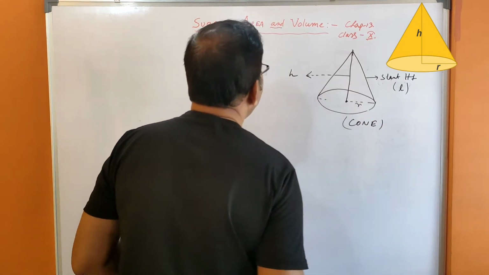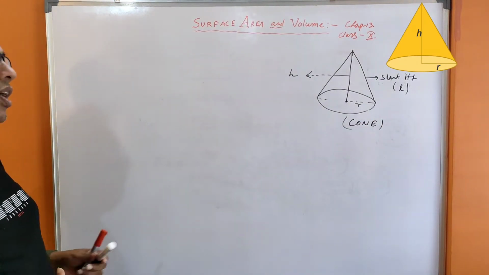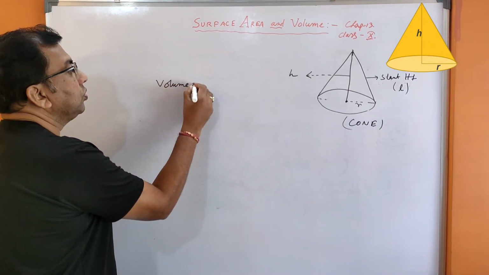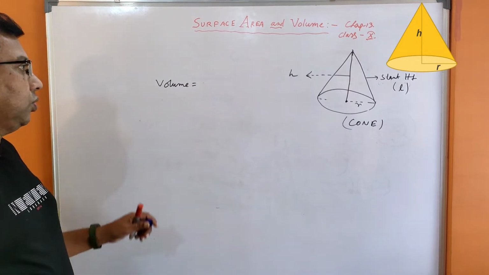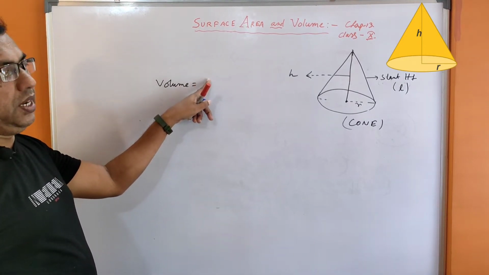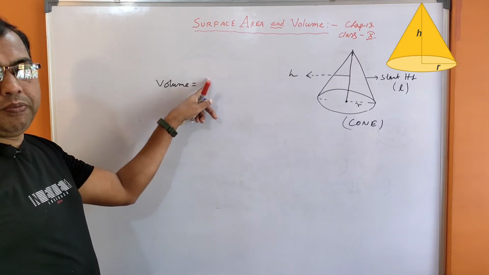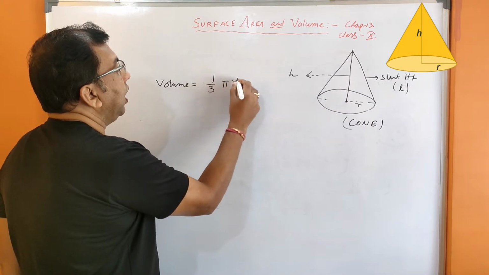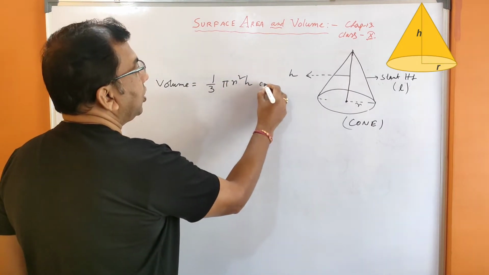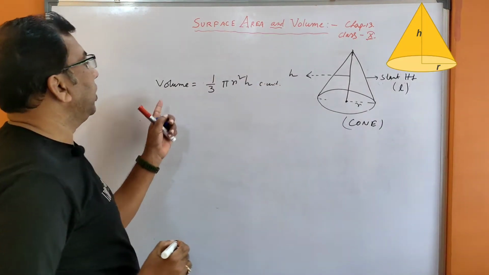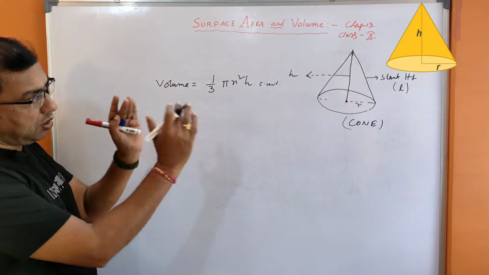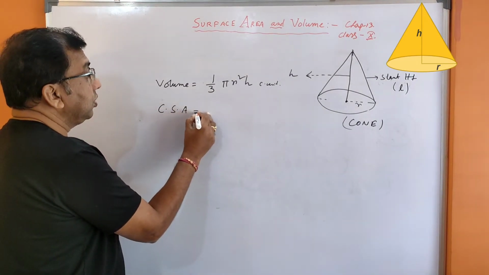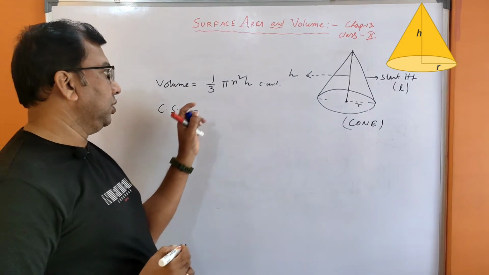Okay, so now what is the volume of the cone? Volume will be what? 1/3 pi r square h cubic unit. Okay. 1/3 pi r square h. Curved surface area. What is the curved surface area? This is the volume.